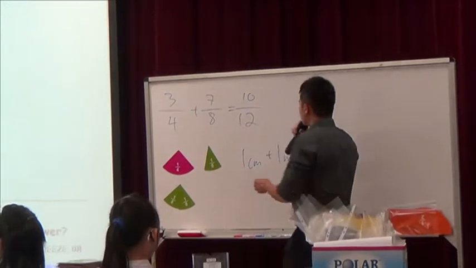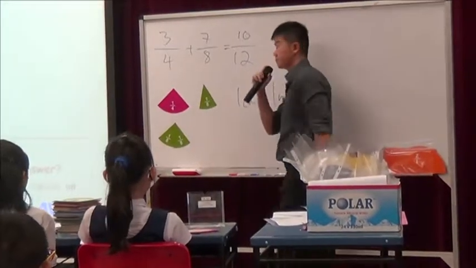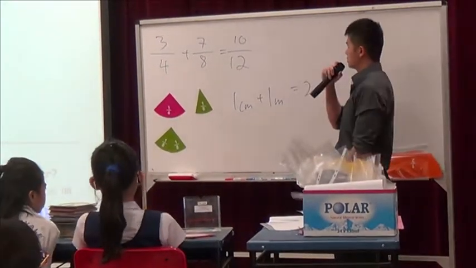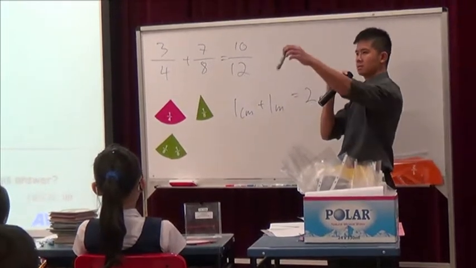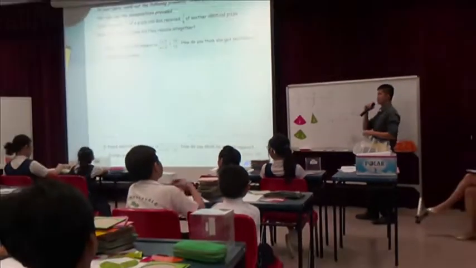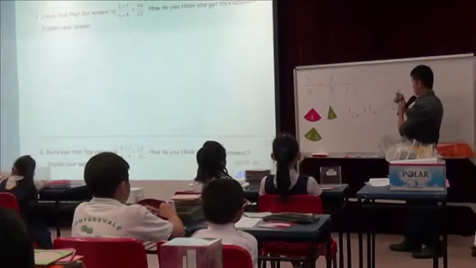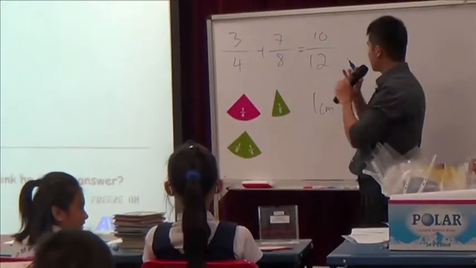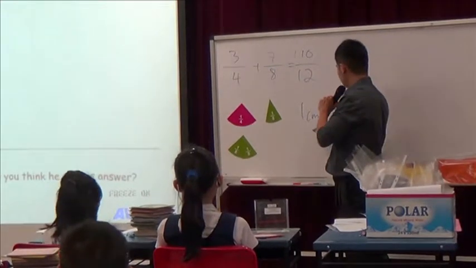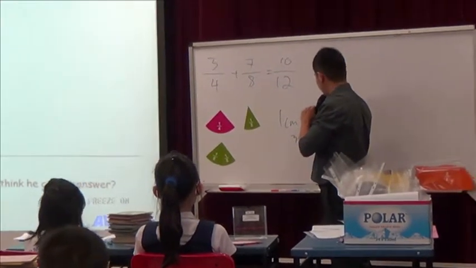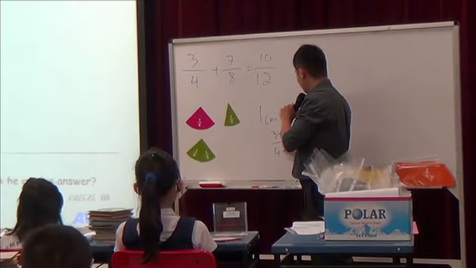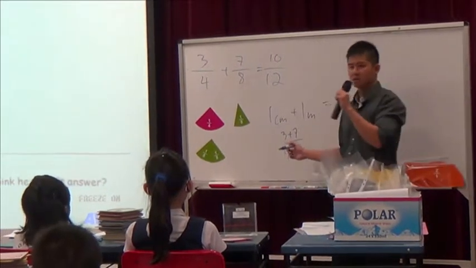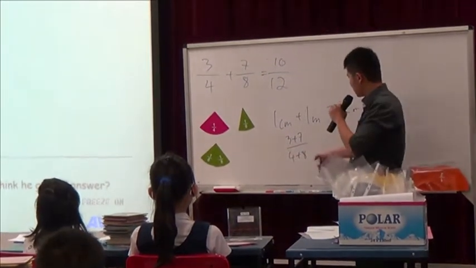Okay, so what's wrong with this 10/12? What's wrong? Yes, Jatin. He added the denominator. Okay, so he did this, right? On your paper it was written as 3 plus 7 over 4 plus 8. Am I right? That was what was written in your paper, right? So why can't I add the denominator?